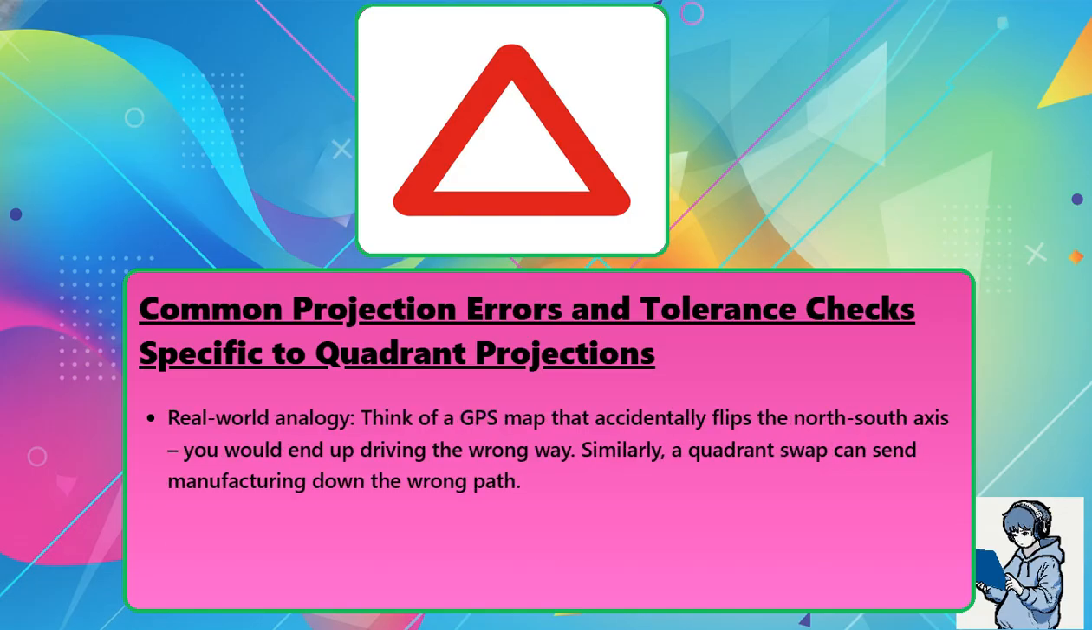Real-world analogy: think of a GPS map that accidentally flips the north-south axis; you would end up driving the wrong way. Similarly, a quadrant swap can send manufacturing down the wrong path.